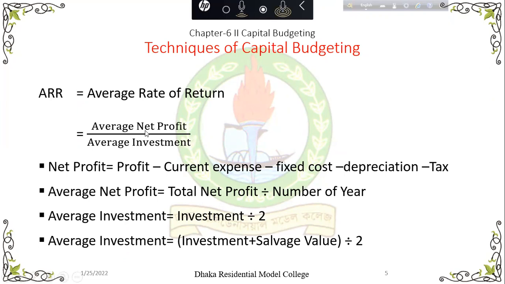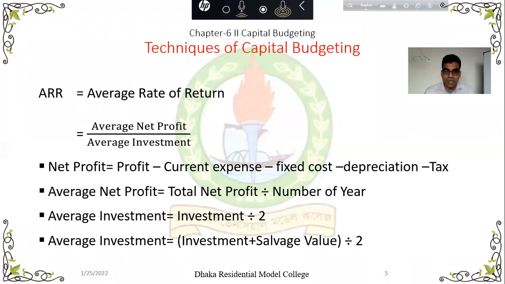How will you get net profit in a year? If you want to get net profit from the profit, you have to deduct current expense, fixed cost, and depreciation, then deduct tax from the profit. Then you will get net profit. Can anyone tell how you get net profit from profit? Then average net profit will be divided by average investment.